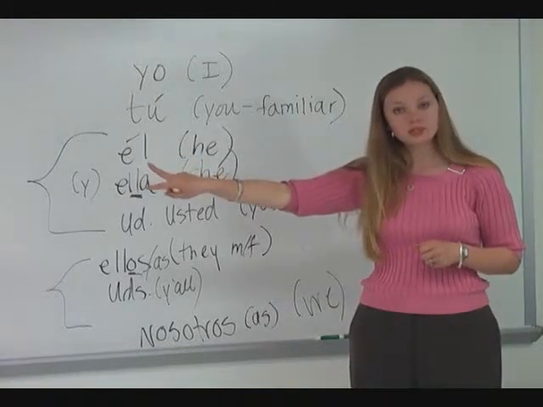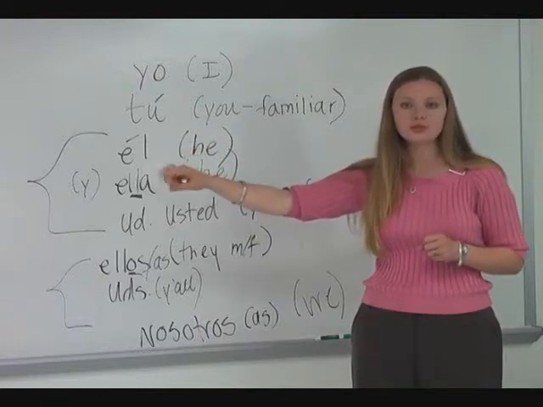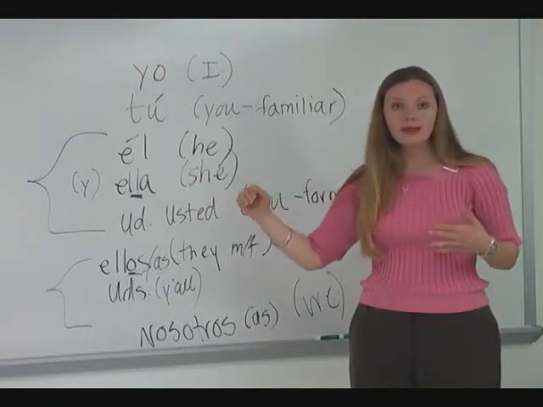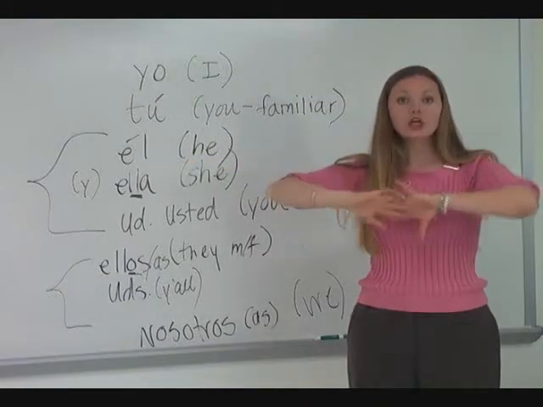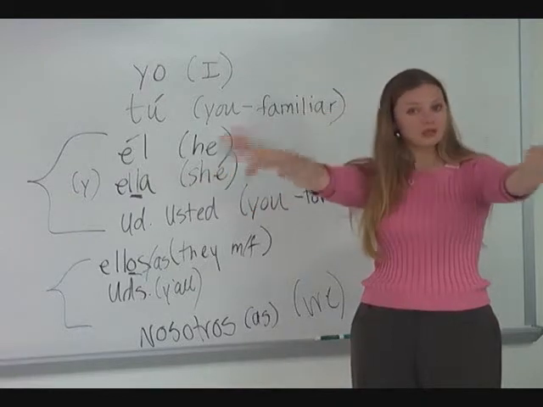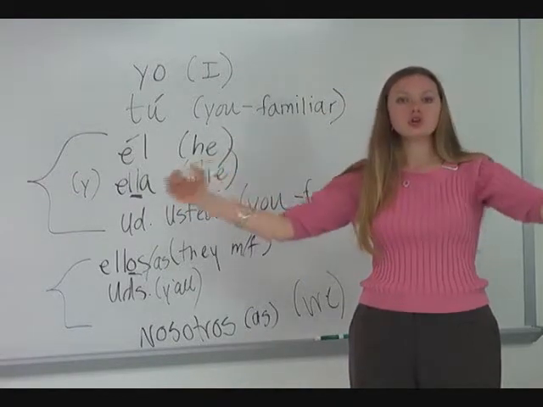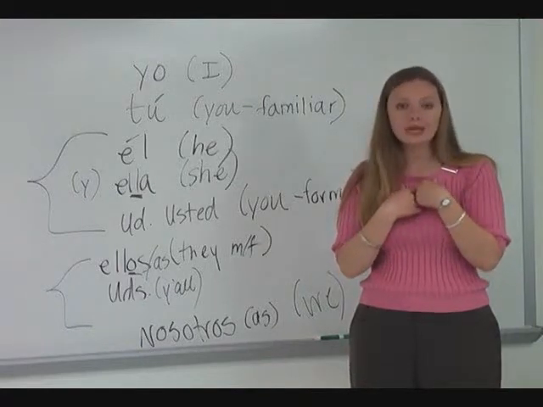Ahora, la forma plural. Ellos would be two gentlemen or a mixed gendered group. More than one, not necessarily two. Ellos. And then we have the feminine version. Ellas. Y'all. Ustedes. That's everybody except me. Y'all. And nosotros is all of us, including me. So we would say we.